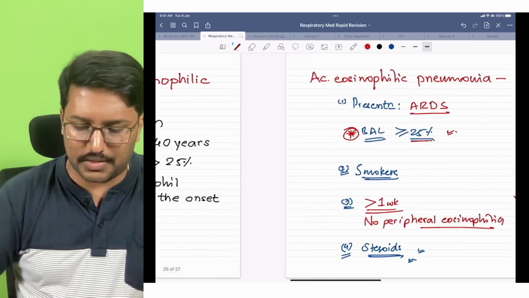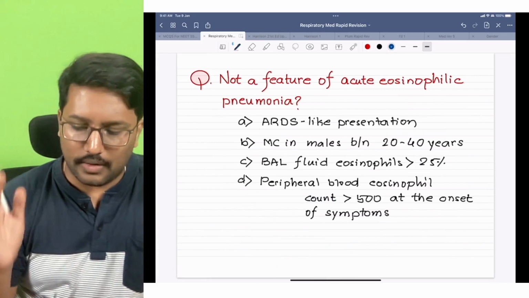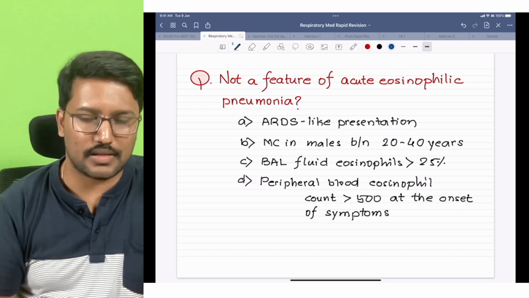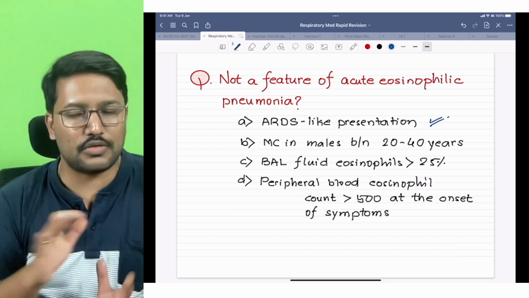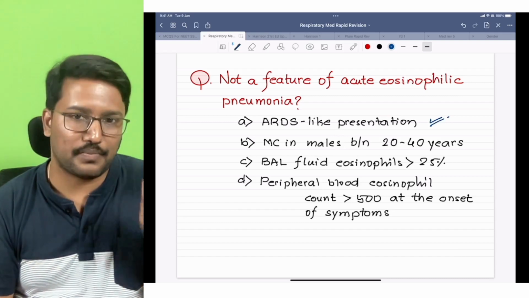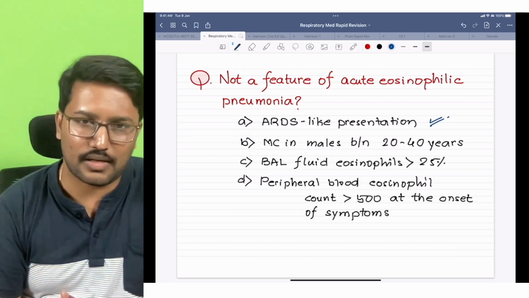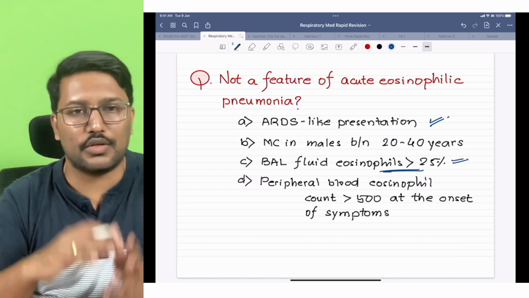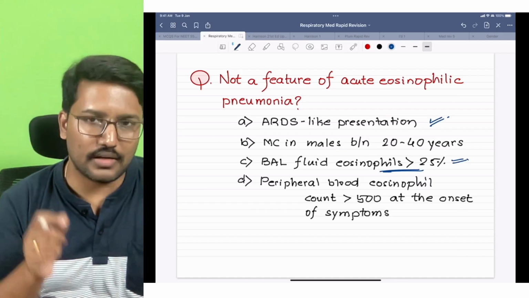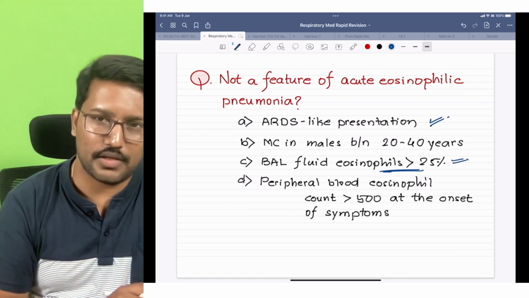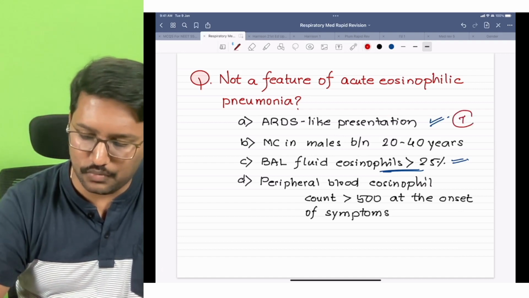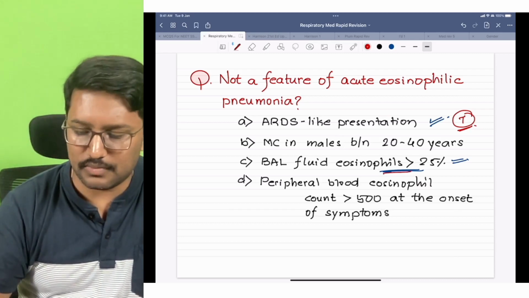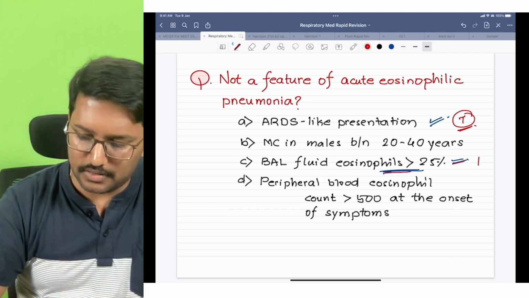Okay, so let us go back to the question now. Question: which is not a feature of acute eosinophilic pneumonia? ARDS-like presentation, yes, that's what we discussed. These patients usually present with the picture of ARDS. And unless you suspect acute eosinophilic pneumonia, there's no way you will diagnose it. So you suspect, do a BAL, and then you notice that there are eosinophils which are more than 25% of the total BAL fluid cells. That is where you think, okay, I am dealing with a case of acute eosinophilic pneumonia. So statement A is true. It usually presents in the form of an ARDS-like picture. BAL fluid eosinophil count is more than 25%. That's a true statement.